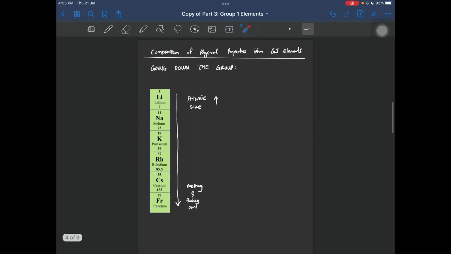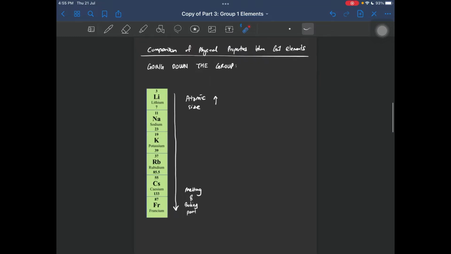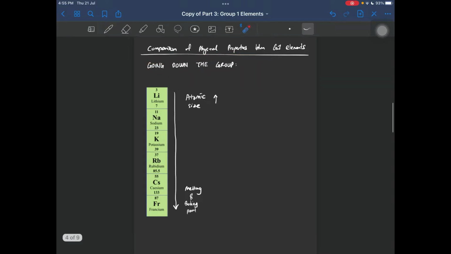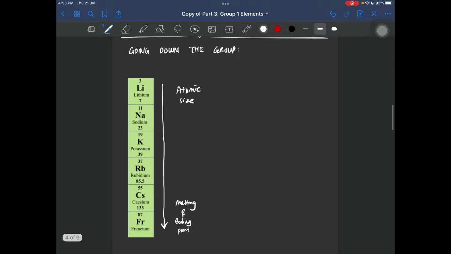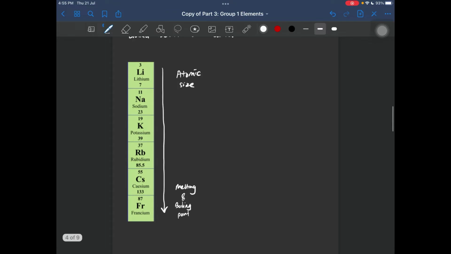So now we're going to compare the physical properties of the group 1 elements going down the group. We're going to compare the elements in terms of atomic size and also the melting and boiling point going down the group. When we're going down the group, as usual, we know that the proton number will increase, which means the electron number will also increase, and also the number of shells occupied by electrons will increase.